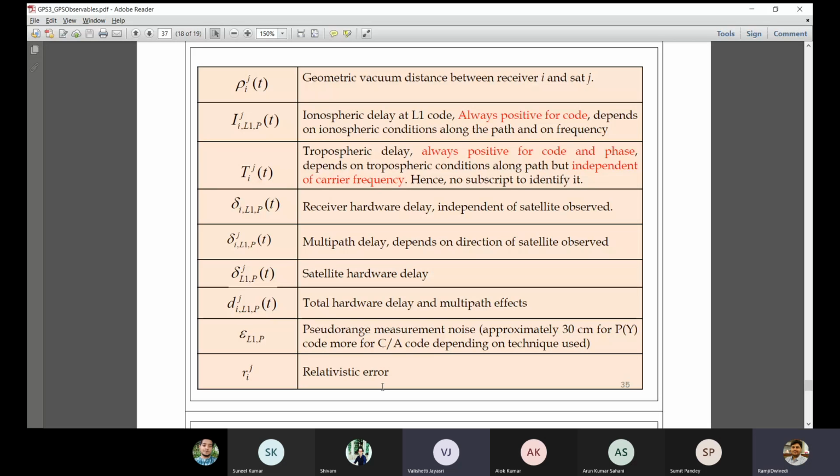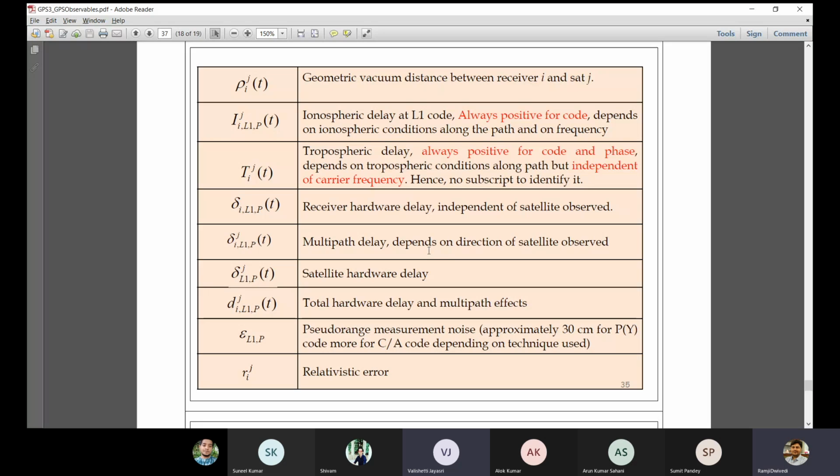Now, one by one, let us see. First is the geometric vacuum distance. If everything is okay and there is no error, it should be the geometric distance, but ideally that is not the case. Second is ionospheric delay at L1, always positive for code, depending on the ionospheric condition along the path and on frequency.